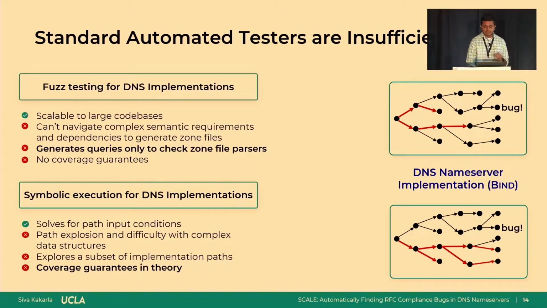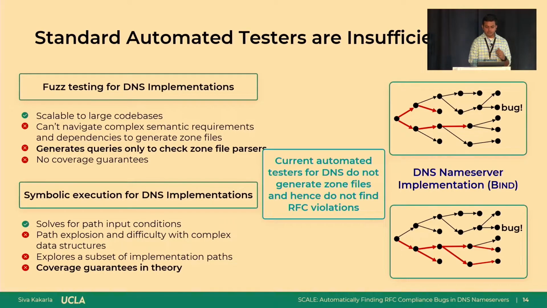However, in practice, it suffers from the well-known problem of path explosion that limits scalability. It also has problems with complex data structures and program logic, and will thus typically explore only a subset of possible implementation paths. Symbolic execution has coverage guarantees in theory, but not in practice due to explosion. Due to all these limitations in both techniques, none of the existing tools that use these approaches even try to generate zone files, and hence do not find RFC violations.